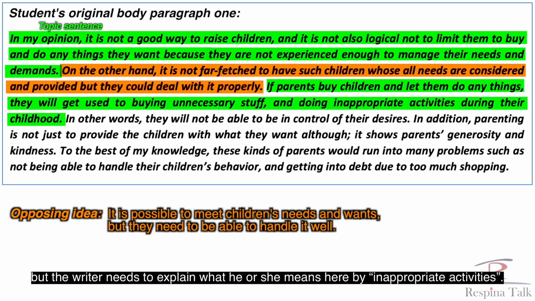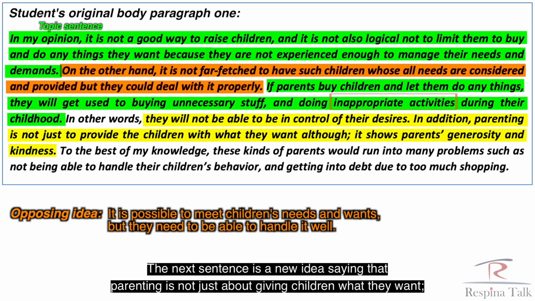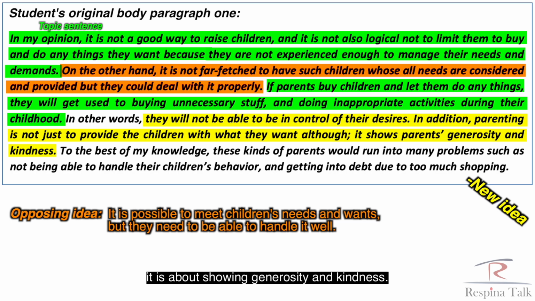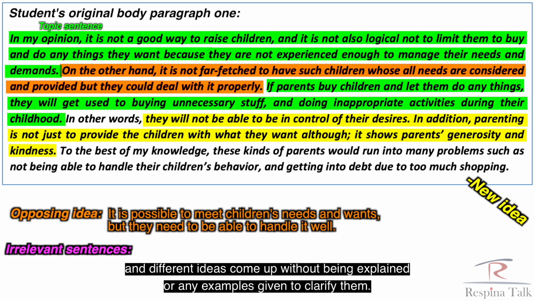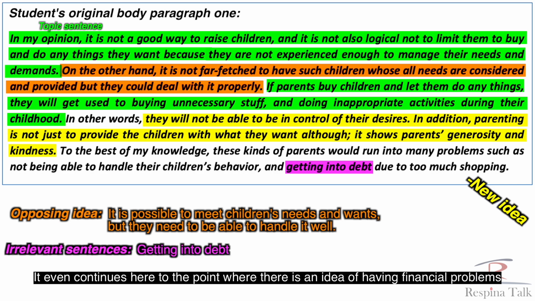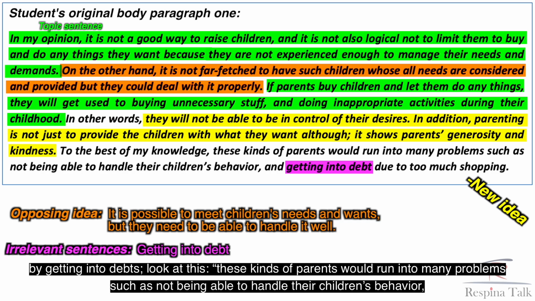But the writer needs to explain what he or she means here by inappropriate activities. The next sentence is a new idea saying that parenting is not just about giving children what they want. It is about showing generosity and kindness. The writer is not fully supporting the topic sentence. There are irrelevant sentences and different ideas come up without being explained or any examples given to clarify them. It even continues here to the point where there is an idea of having financial problems by getting into debts.